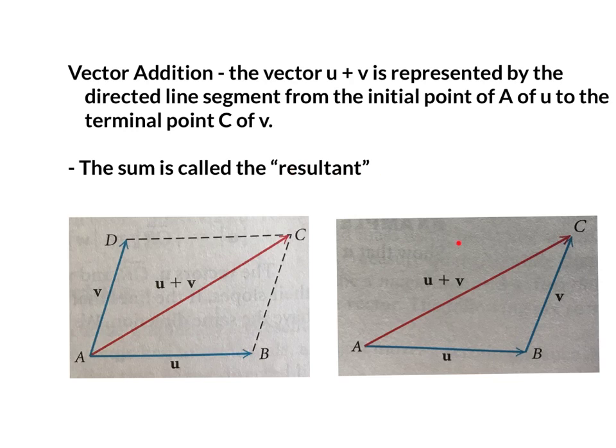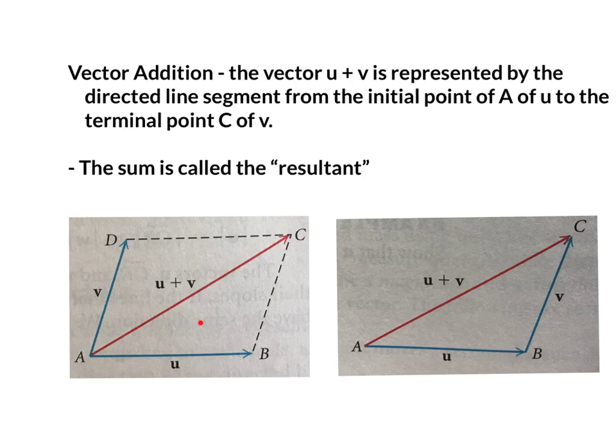Now, I'm going to show you this one first, even though I drew it second here. I drew vector u here, and from the terminal point of vector u, I drew vector v. The way you get the sum, or the resultant, is you connect the initial point, the beginning of vector u, with the end of vector v. That vector right there is the resultant, or the sum, when you add those two.